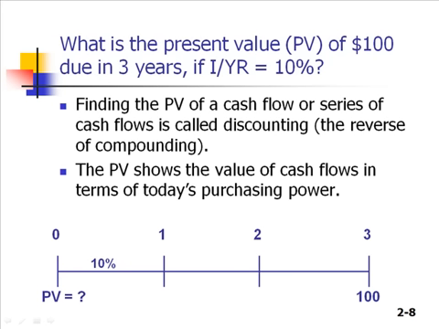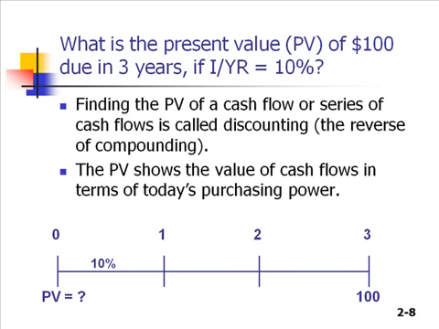But in this case, we're going the other direction. We know we want to end up with $100 3 years from now, and the interest rate is 10% per year. So how much would we have to put in today to make that happen? In other words, what's the present value of a $100 cash flow that isn't going to occur for 3 years if the interest rate is 10%? This process, going from future value back to present value, is called discounting, and that's the opposite of compounding.